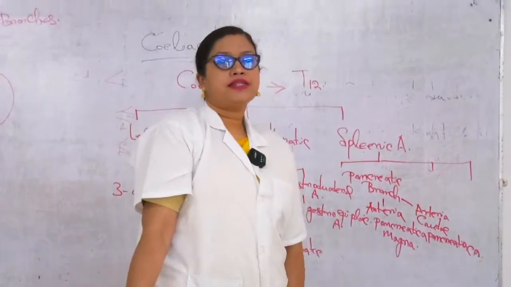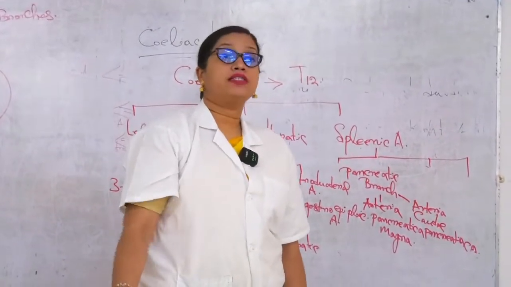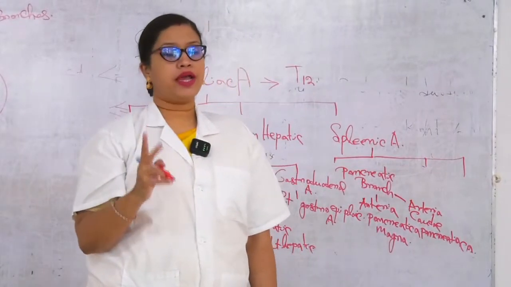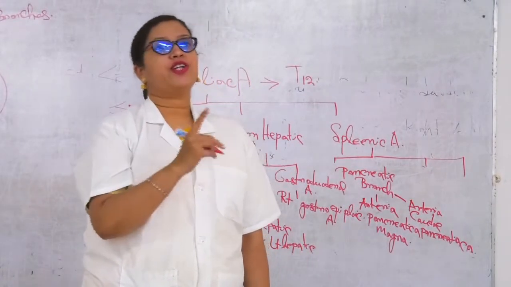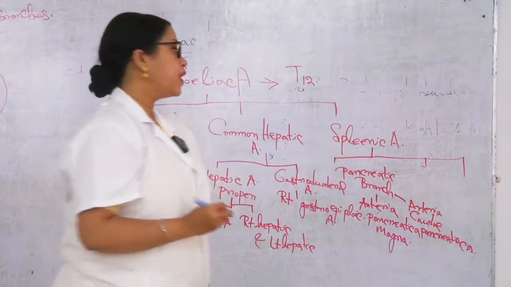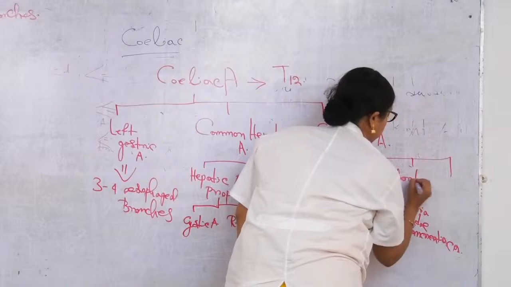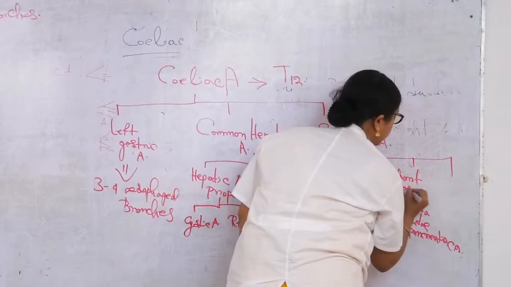So suppose it is supplying the stomach. Which artery is it giving? Short gastric. So it is supplying twice to the stomach. কি করে? একটা হচ্ছে short gastric আর একটা হচ্ছে left gastric. বুঝতে পারলি? So this another artery is the short gastric.